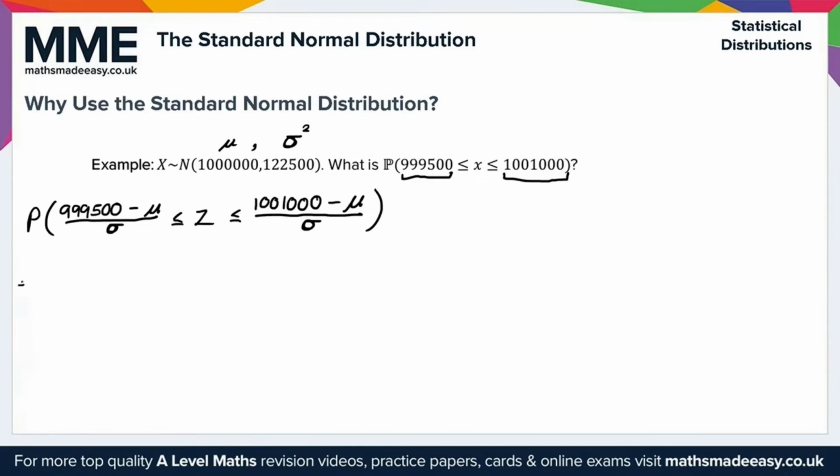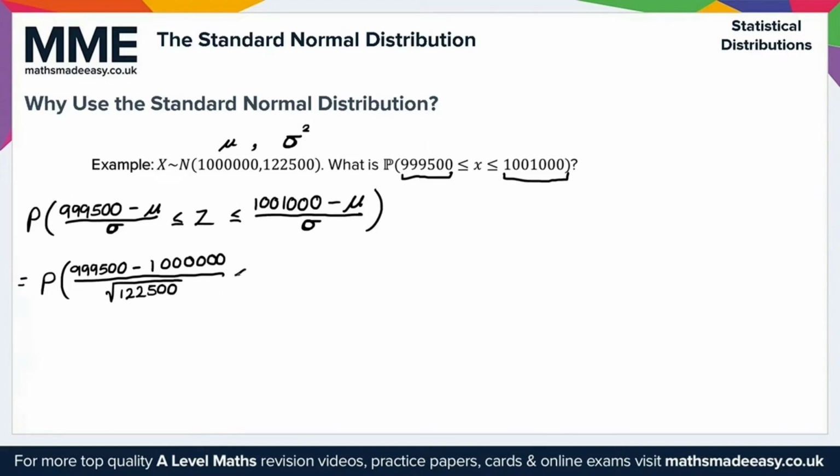So if we input these here, that will give us the probability of 999,500 minus mu, which is this value here, so that's 1,000,000, and we divide this by sigma, which is the square root of this value here, so the square root of 122,500. So that gives us the lower bound there.